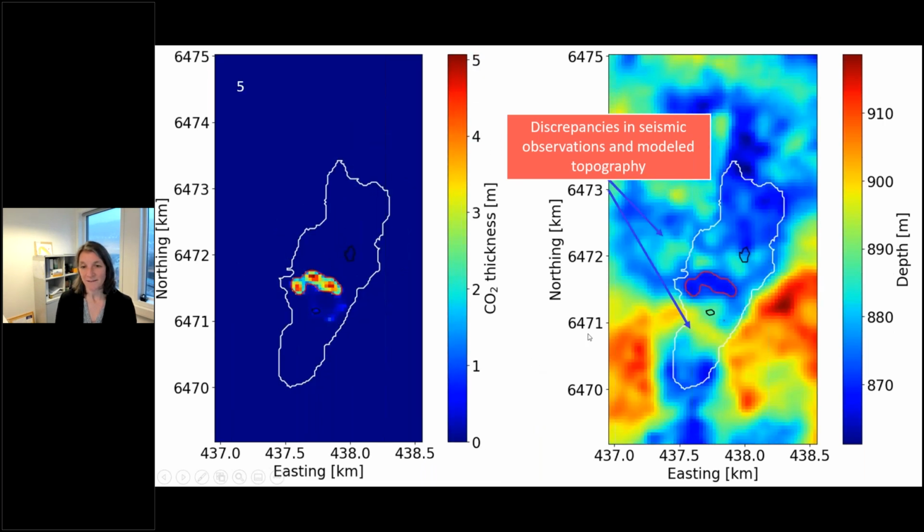This is showing the same for layer 5, where you have a discrepancy, a blue region that's pulling CO2 away from where the seismic is saying it should be collecting. So these are things we have to think about. Next slide, please.